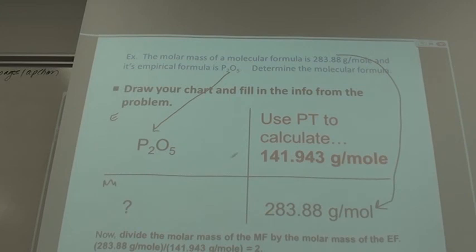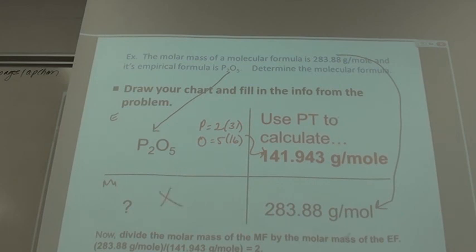You are smart kids. You can use a periodic table to find the molar mass of the empirical formula, can't you? There are 2 P's and there are 5 O's. Each P is 31. Each O is 16. When I add that all up, it's 141.943. I did a little rounding. You shouldn't either. So here's my X.